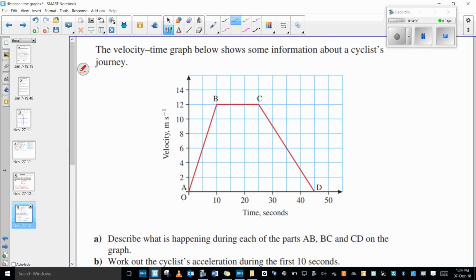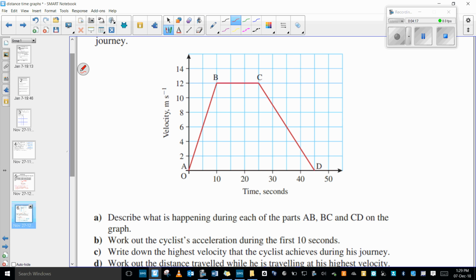So here we go. The velocity time graph below shows some information about a cyclist's journey. Describe what is happening during each of the paths AB, BC, CD on the graph. So AB, what's happening at AB? It's accelerating. I don't know how much information they're requiring here. I should have double checked, but I think acceleration will probably be enough, so we need to write it down somewhere.